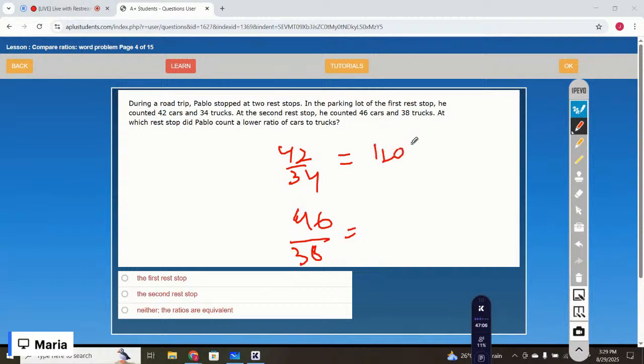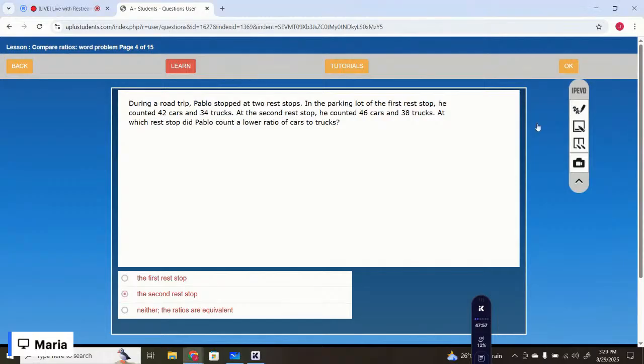That is 123%. And 46 over 38 is 121%. The question is, at which rest area did Pablo count a lower ratio of cars to trucks? The lower ratio is at the second rest stop. Option number two is the correct option.